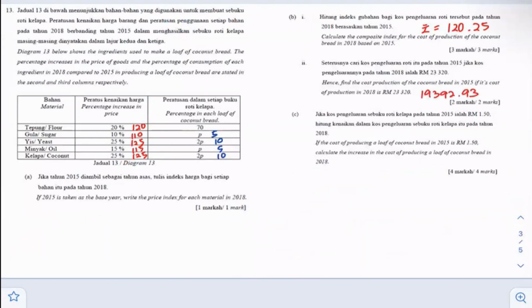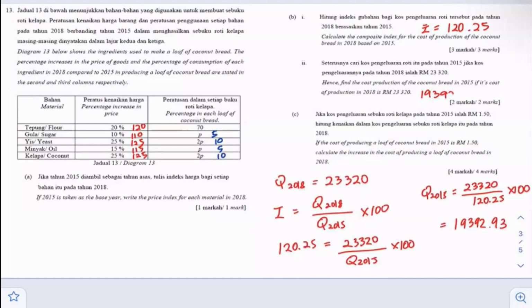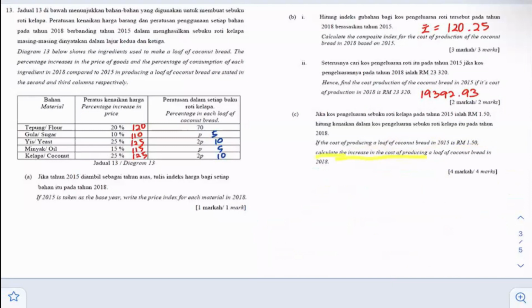Next, if the cost production of a bread in 2015 is 1.5, calculate the increase in the cost for 2018. As this is also the price for the whole bread, so we have to use back the composite index. So we know Q 2015 will be equal to 1.5 and the index will be Q 2018 divided by Q 2015 multiplied with 100.